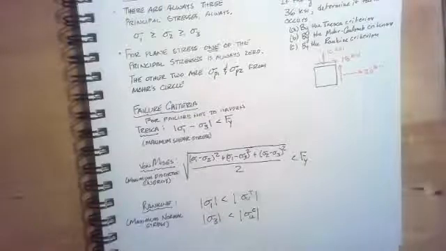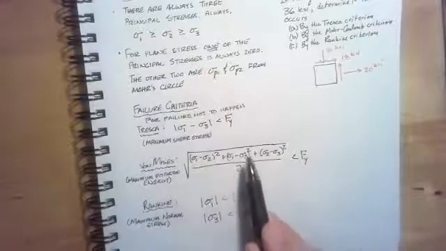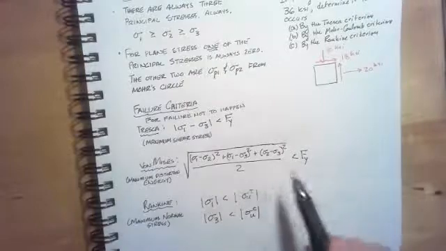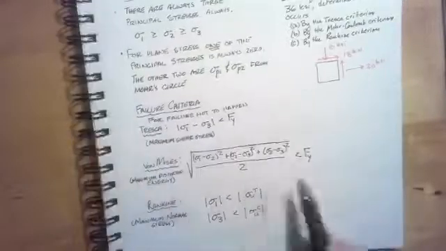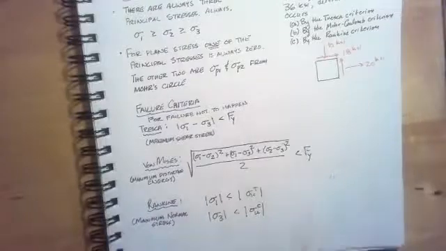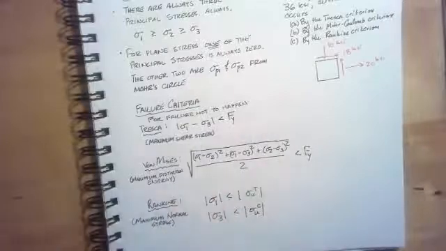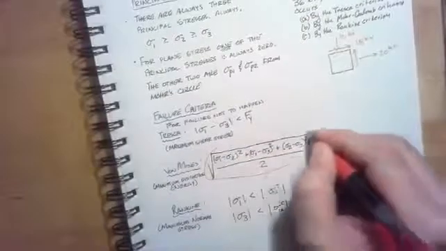So von Mises is a different formula. It's the square root of Sigma 1 minus Sigma 2 quantity squared plus Sigma 1 minus Sigma 3 quantity squared plus Sigma 2 minus Sigma 3 quantity squared, all over 2. This will actually give you something in units of stress, and we would compare that with the yield stress. So this term is also sometimes called the von Mises stress.